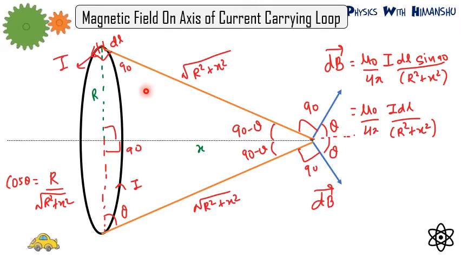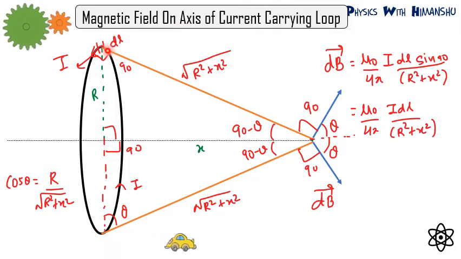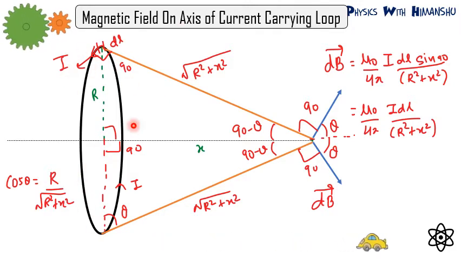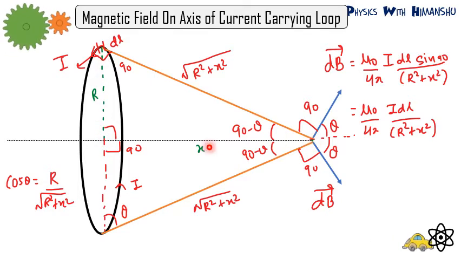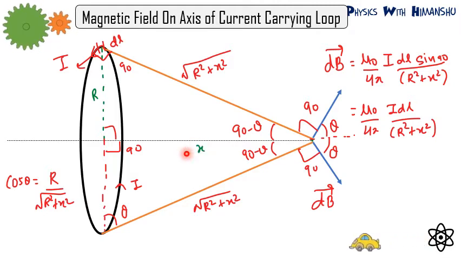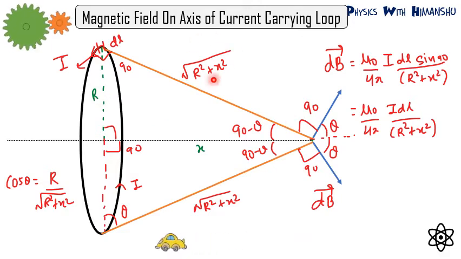Now this is a very important derivation: magnetic field on the axis of a current carrying loop. We have a current carrying loop which carries a current I, and the radius of the loop is r. I want to find the magnetic field at this point at a distance x from the center of the loop. First we'll put all the parameters. So this is r, this is x, so the hypotenuse will be root of r square plus x square.